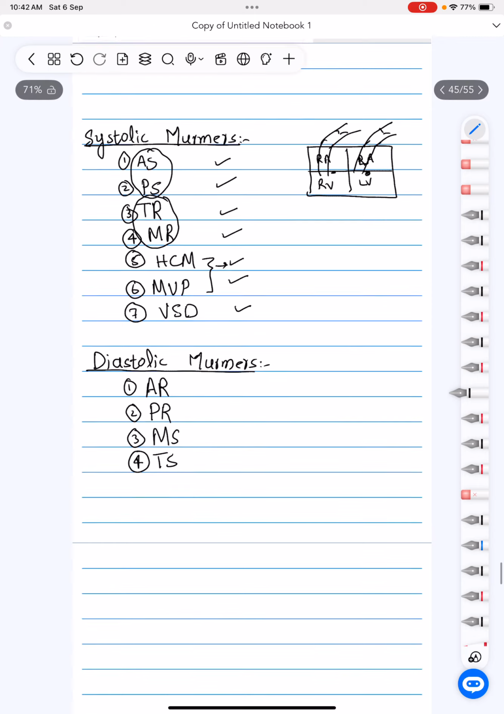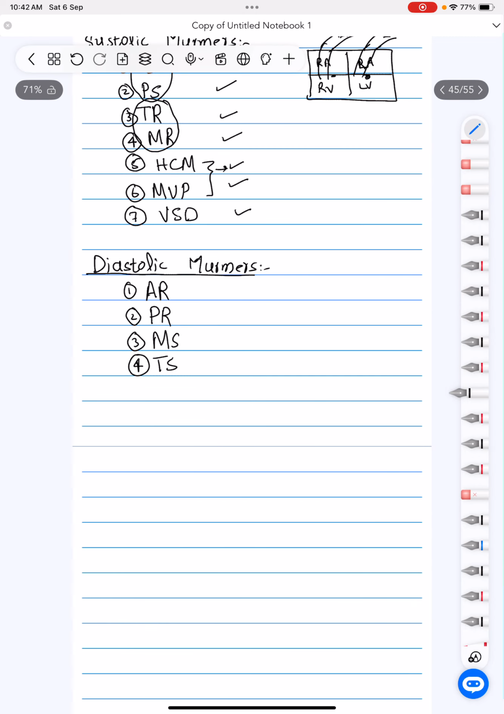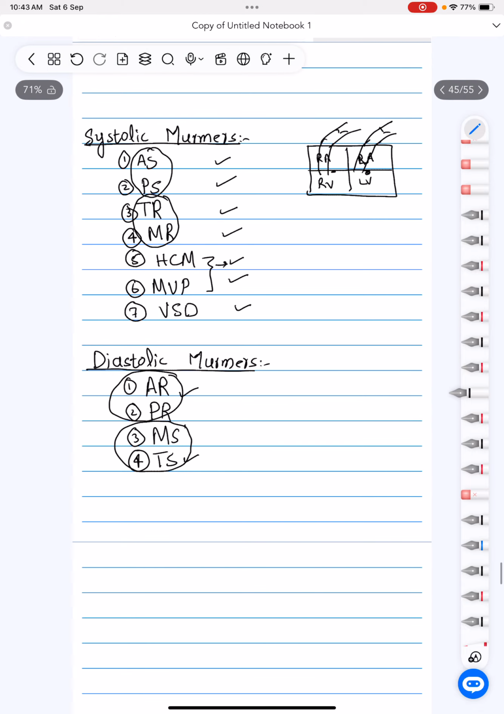The diastolic murmurs are the regurg of the two superior valves and the stenosis of the inferior valves. The mitral and tricuspid valve stenosis, while the aortic and pulmonic valve regurg, produce diastolic murmurs. Now the systolic murmurs may be physiological or pathological, but the diastolic murmurs are always pathological.